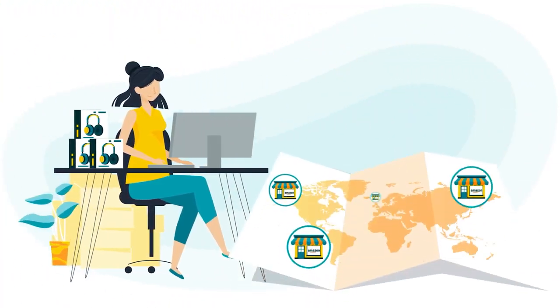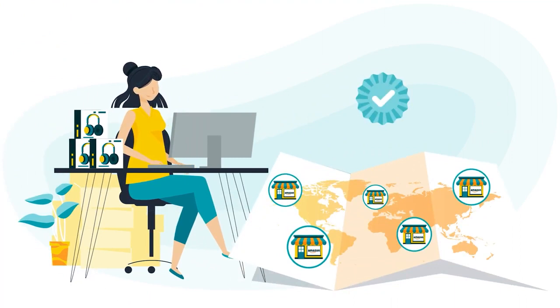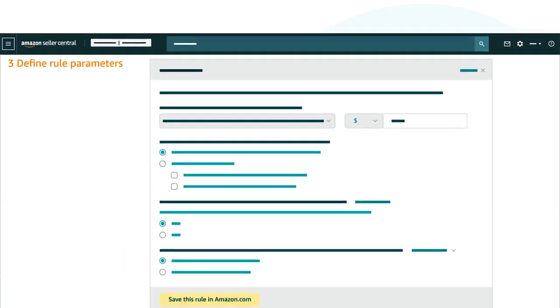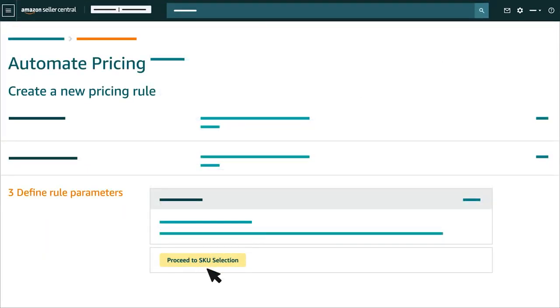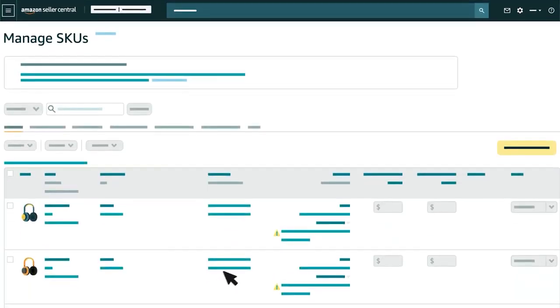If you selected this rule to apply to more than one store, you'll define rule parameters for each one. Save the rule in each store, then click Proceed to SKU Selection. Your rule won't adjust any of your prices until you've added SKUs.